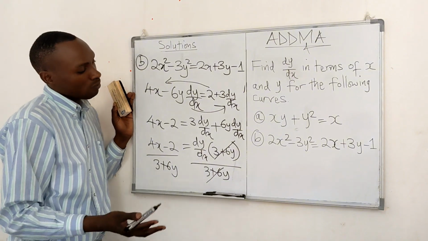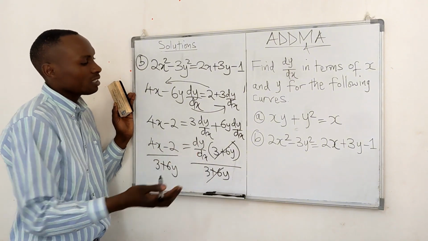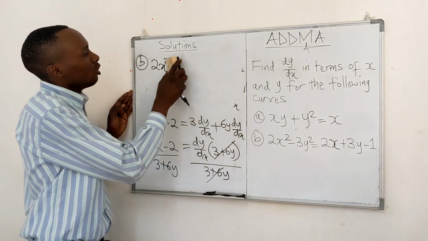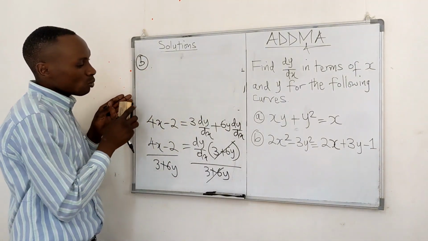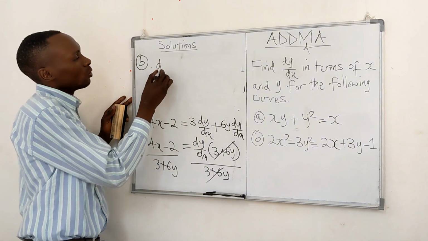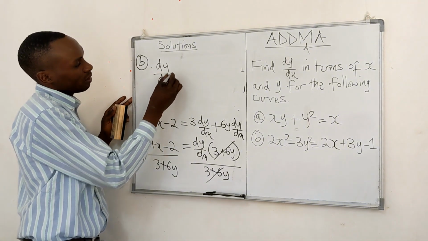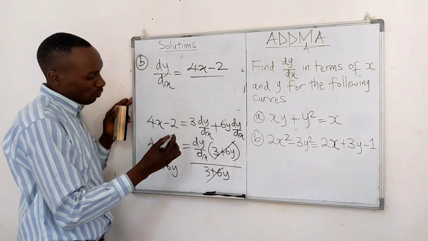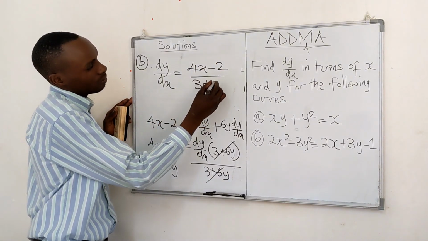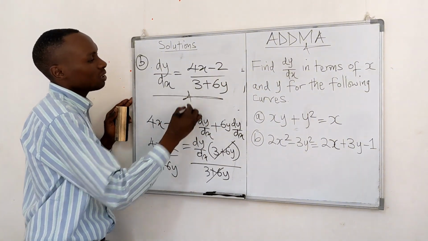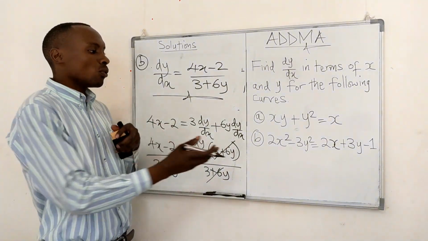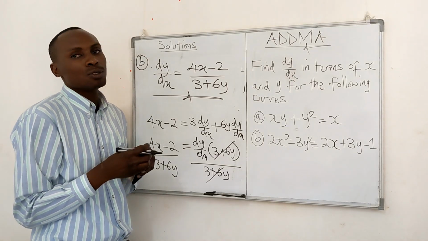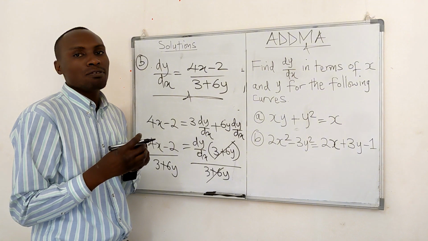This side simplifies to give us 1. 1 times dy/dx will give us dy/dx. And then this side will maintain what we have. So we just have to swap. We'll start with the dy/dx. So dy/dx is equal to (4x minus 2) over (3 plus 6y). So this here is the solution for the second part, b, finding the derivative of implicit functions.